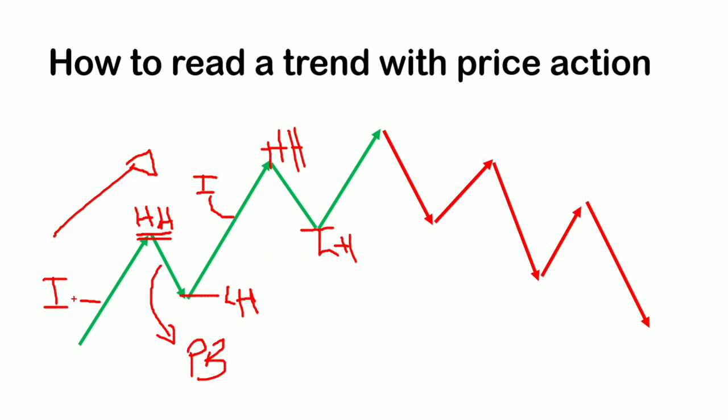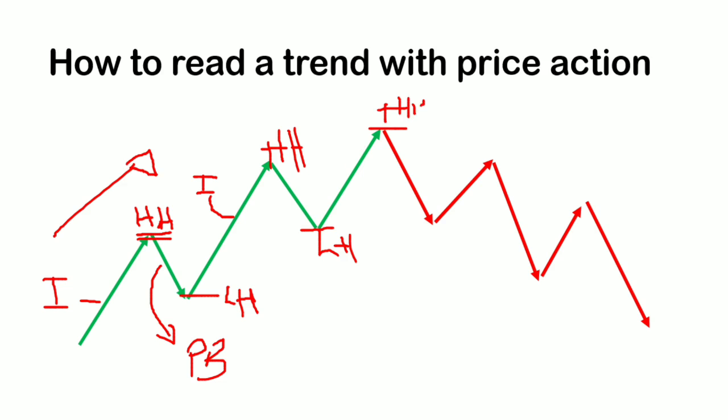Alright, so this is called an impulsive move and this is called a pullback. So consider this and remember this. We are going to go into the real charts and I will show you how this works, because in the charts it will be a little bit different. It will be a little bit difficult to read it as easily as it is right here. Right, and again here we see the market creates a higher high.